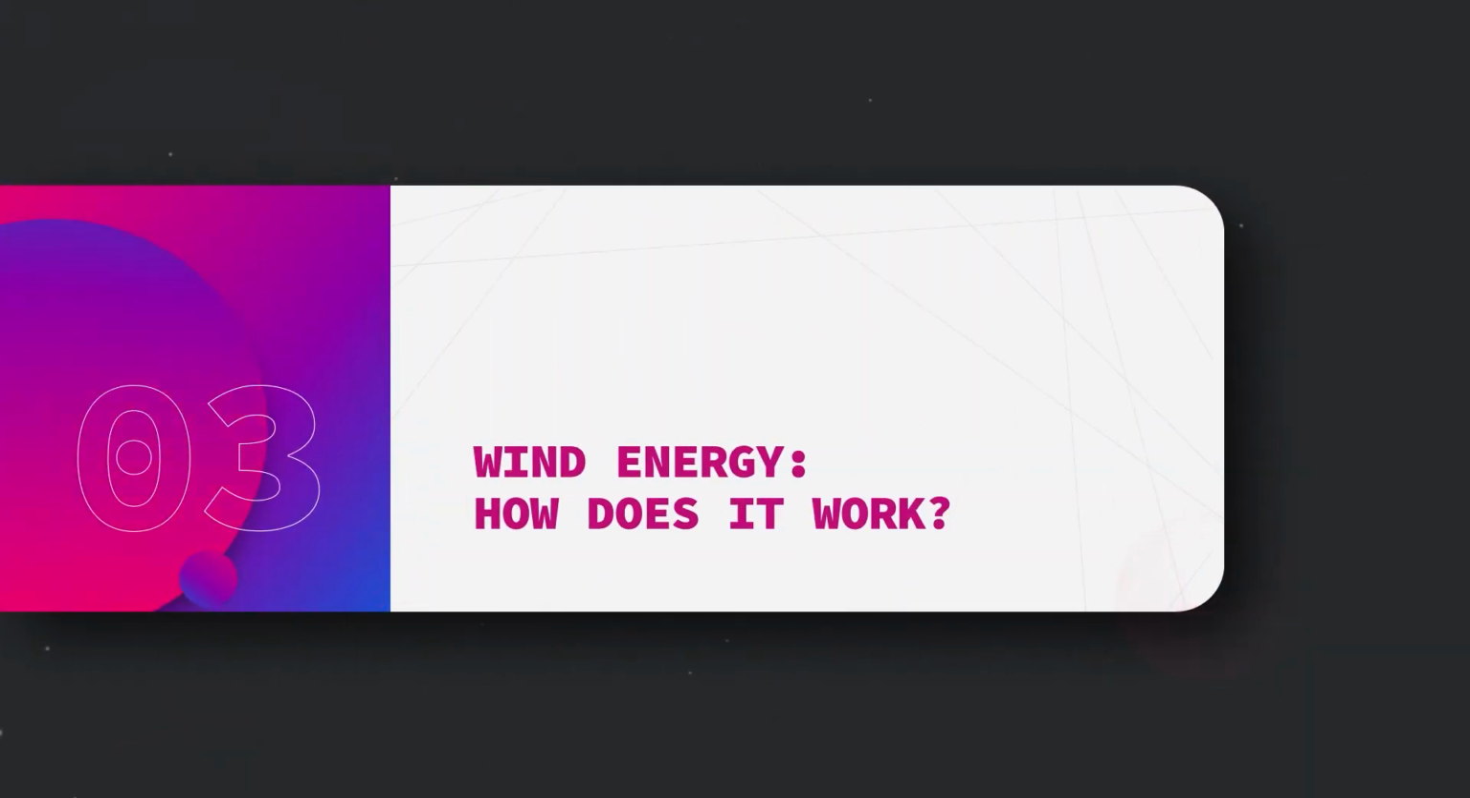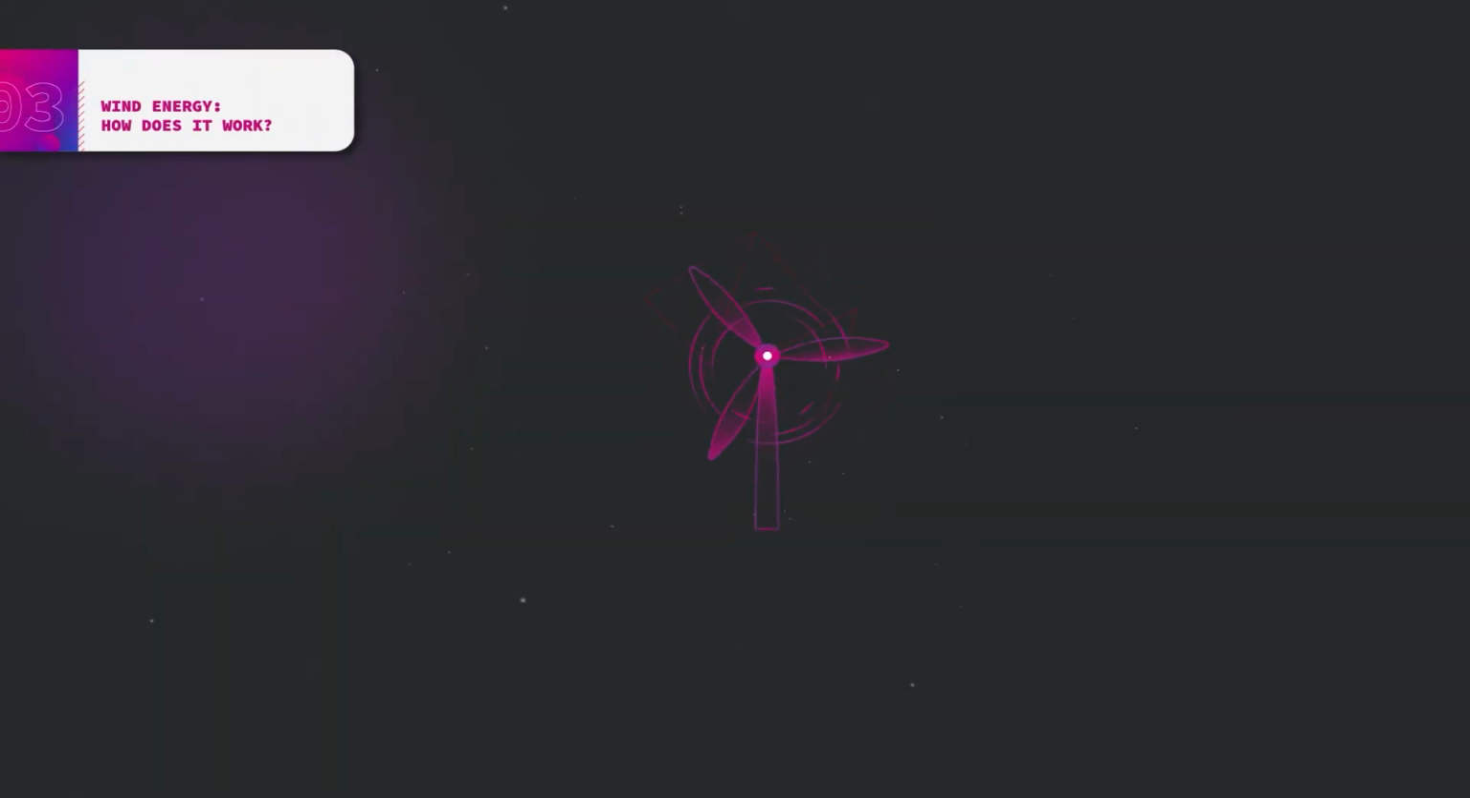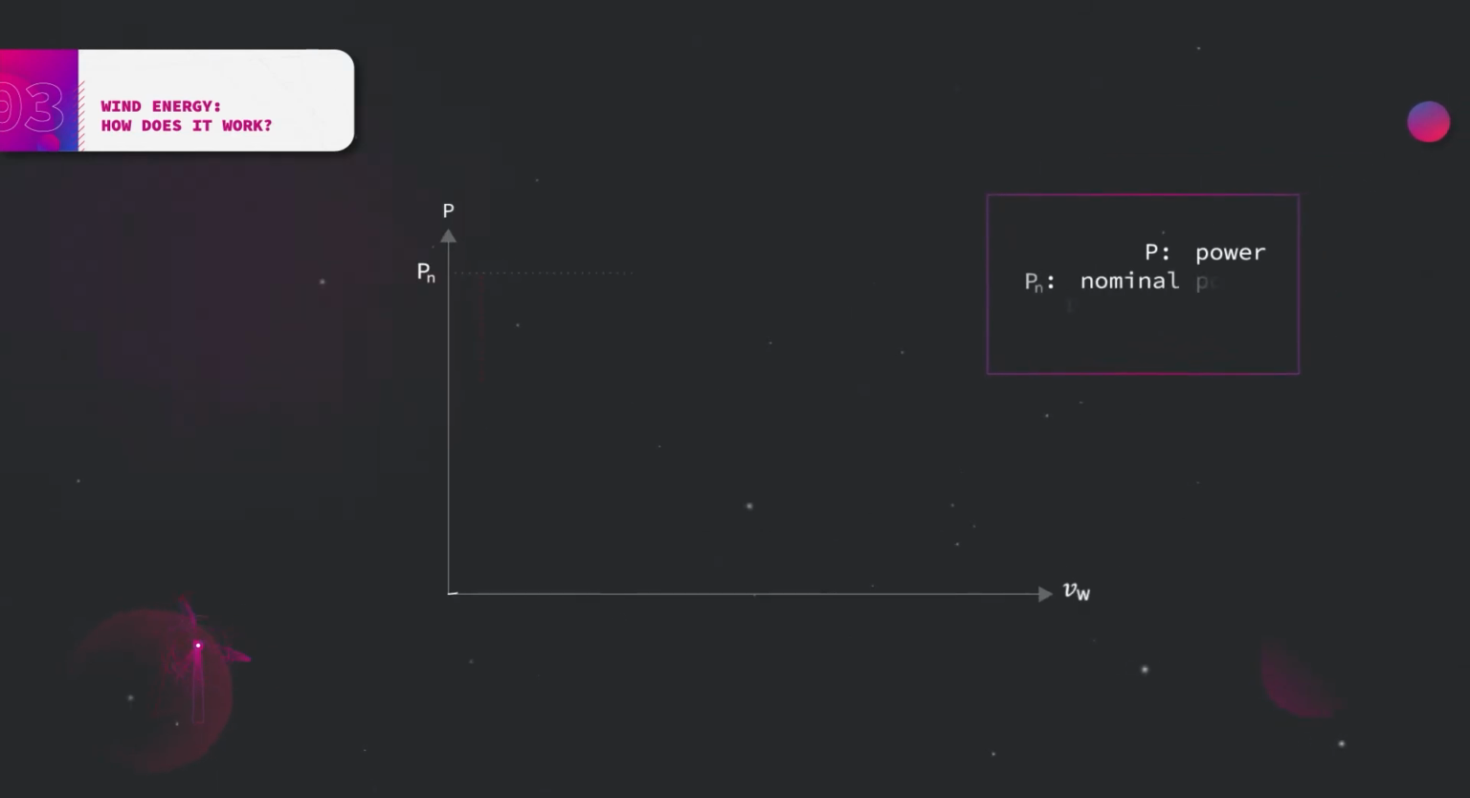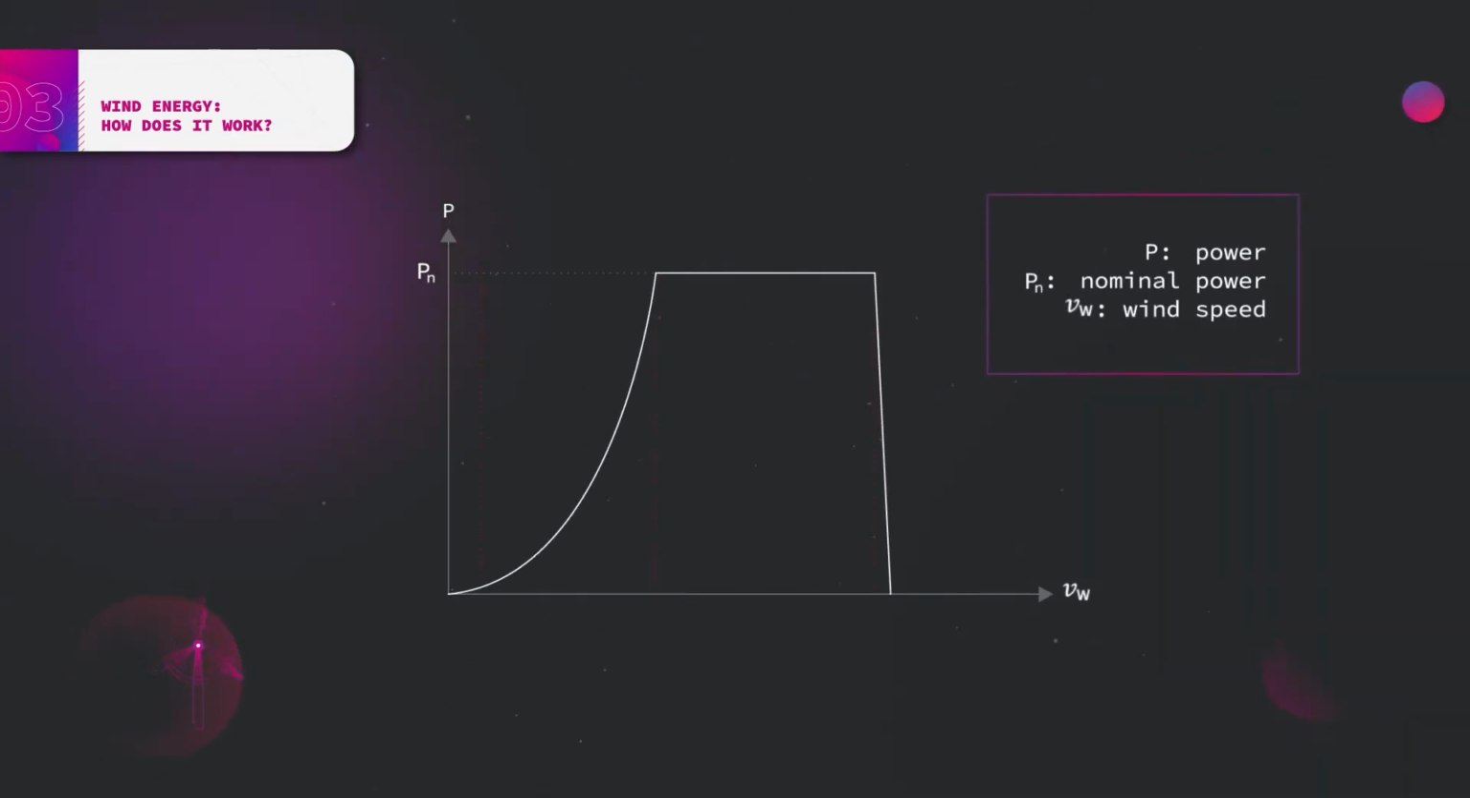Next, we are going to have a look at wind energy conversion systems, the influence of wind speed on the output power, and some differences of offshore and onshore generation. For understanding the connection between wind speed and output power, this diagram is helpful. It shows the output power versus the wind speed and marks the nominal power of the turbine.